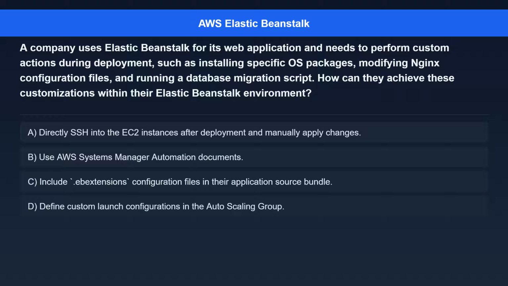Option A, directly SSH into the EC2 instances after deployment and manually apply changes. Option B, use AWS Systems Manager automation documents. Option C, include "EB extensions" configuration files in their application source bundle. Option D, define custom launch configurations in the auto-scaling group.